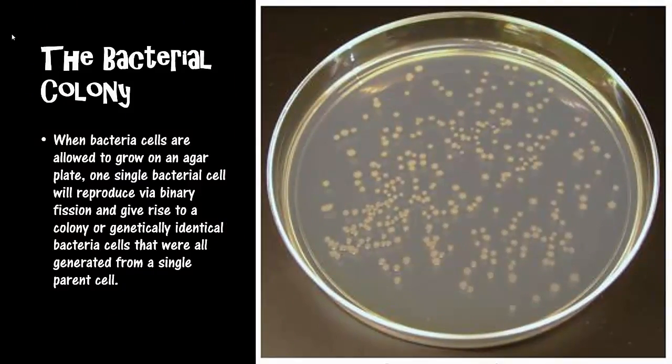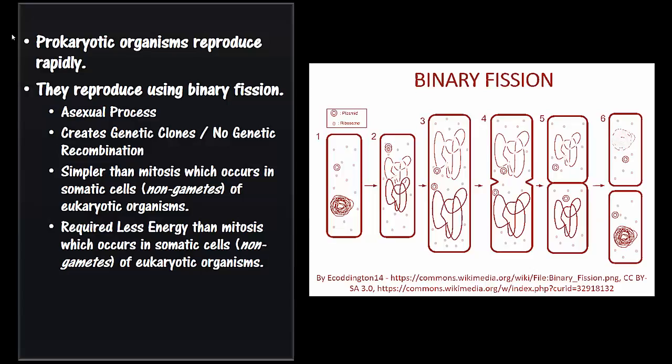When bacteria cells are allowed to grow on an agar plate, one single bacteria cell will reproduce using binary fission, and it will give rise to a colony of genetically identical bacteria cells that were all generated from one single parent cell. Prokaryotic organisms reproduce rapidly using a process called binary fission. Binary fission is an asexual process. It creates genetic clones, and there's no genetic recombination. It is simpler than mitosis, which occurs in somatic cells, or your non-sex cells, non-gametes, of eukaryotic organisms. Binary fission requires less energy than mitosis.